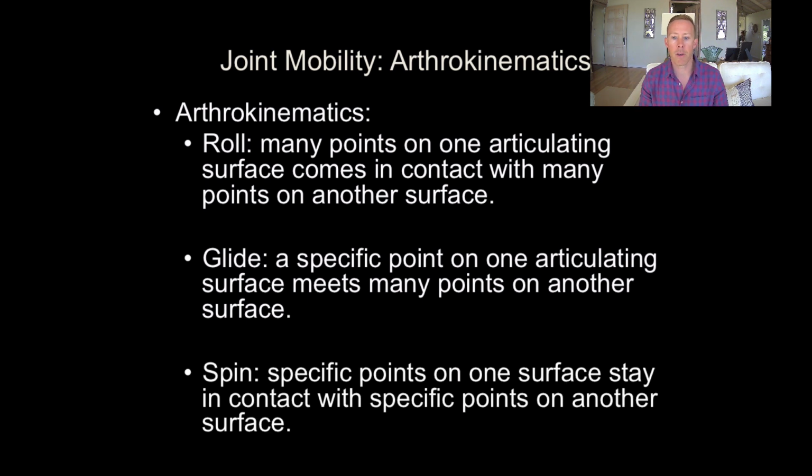And then a spin, you have specific points on one surface staying with specific points on another. So if you spin your finger on your hand, the same points are touching. It's just that there's a rotation happening. And these three are all happening when we go through various physiologic motions. They just accompany our other larger movements, and we'll mainly talk about roll and glide. So for right now, just know the definitions. They'll come up again in each joint region.